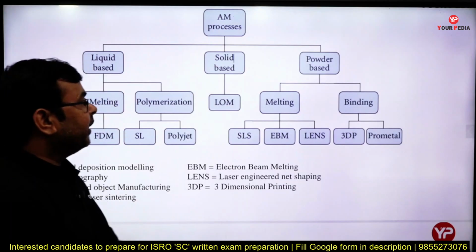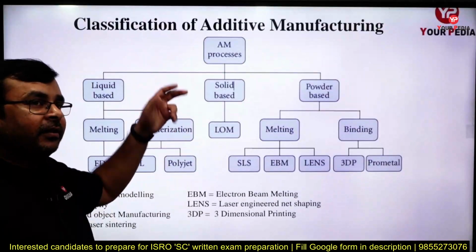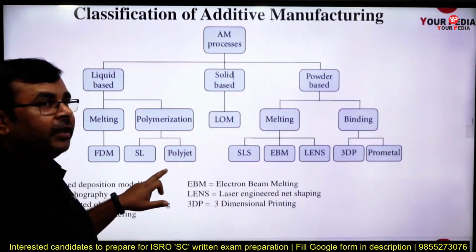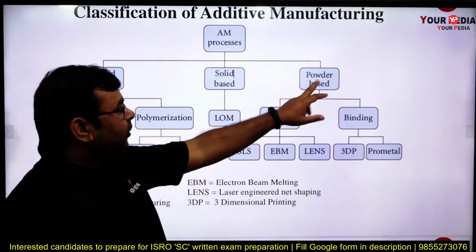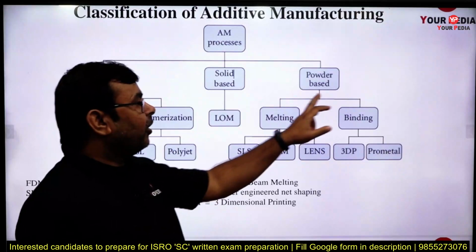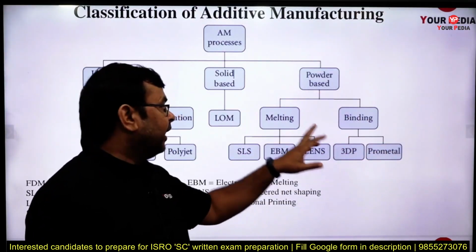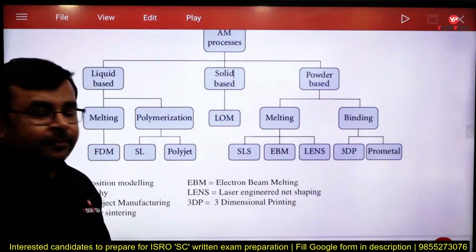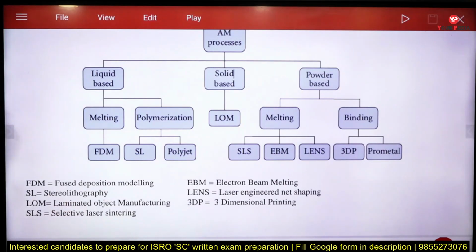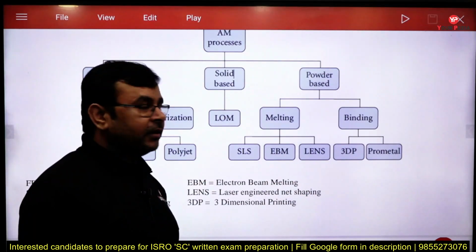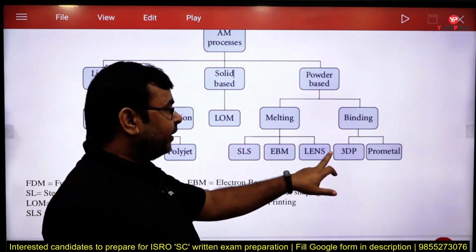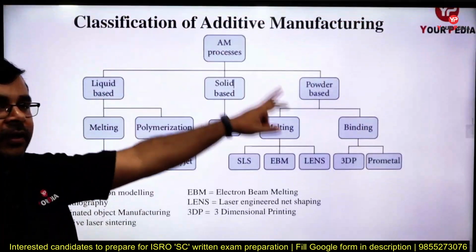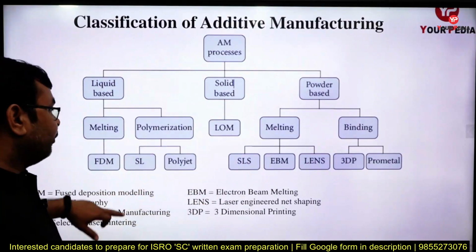Now if we talk about solid, then we have LOM technology, laminated object modeling, which was already discussed in the previous slide. This is a solid based process in which melting does not take place. Another one is powder based, and in this we have melting or binding. Is that clear? In melting we use SLS, that is selective laser sintering, electron beam melting, or LENS, laser engineered net shaping process. And in the binding category, we have 3D printing, 3D printer or ProMetal. So, this is the detailed classification of additive manufacturing processes, you can read it one by one.